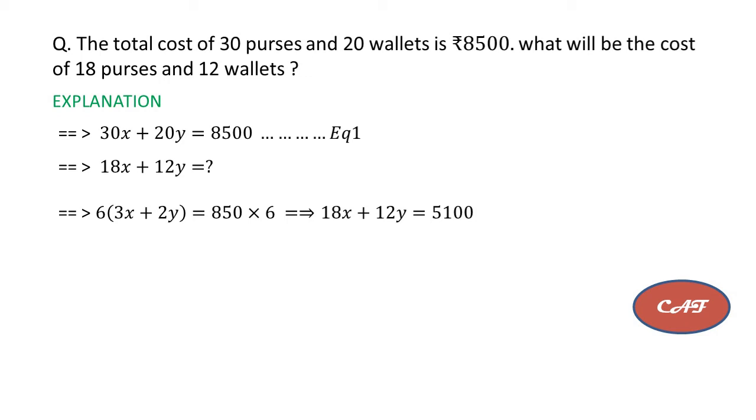So you will get 18x plus 12y. You need to find out this only. So 18x plus 12y is equal to 850 into 6. So you will get 5100. So the cost of 18 purses and 12 wallets is 5100 rupees.